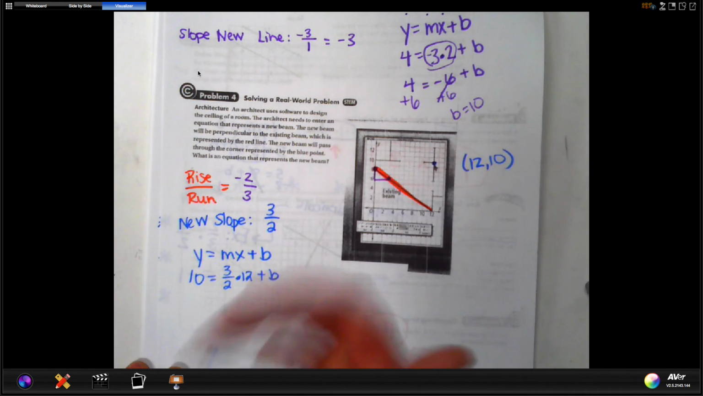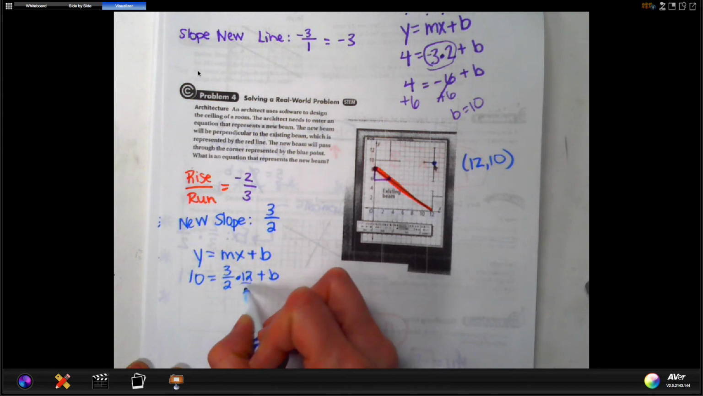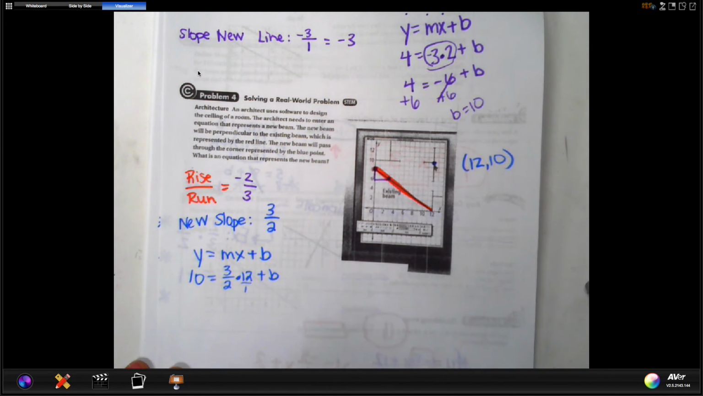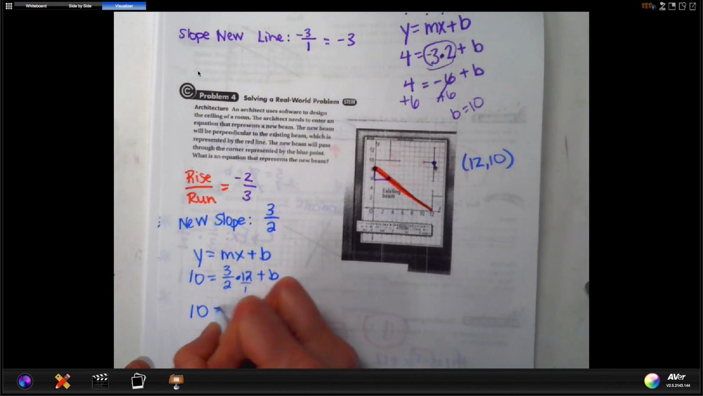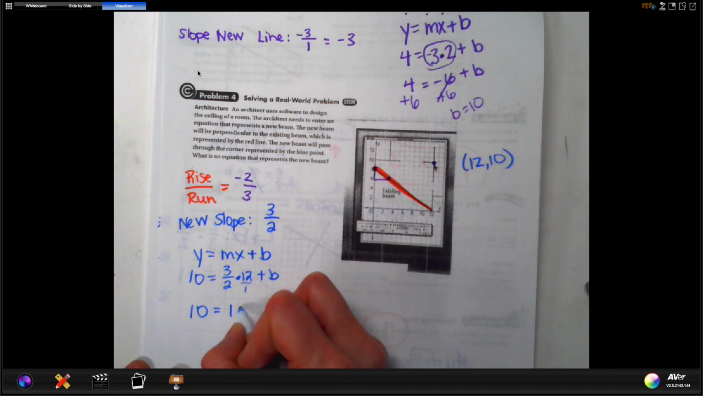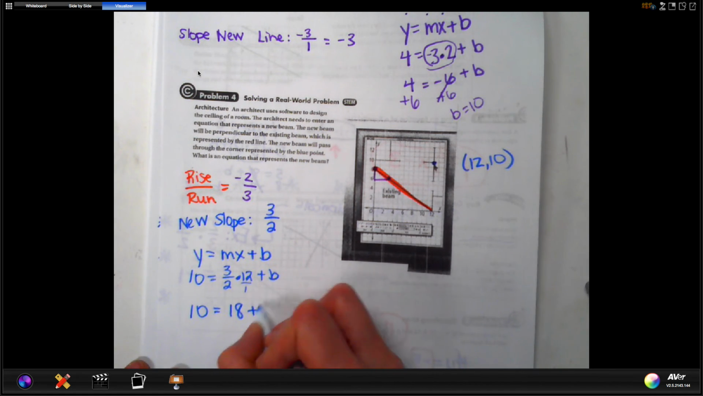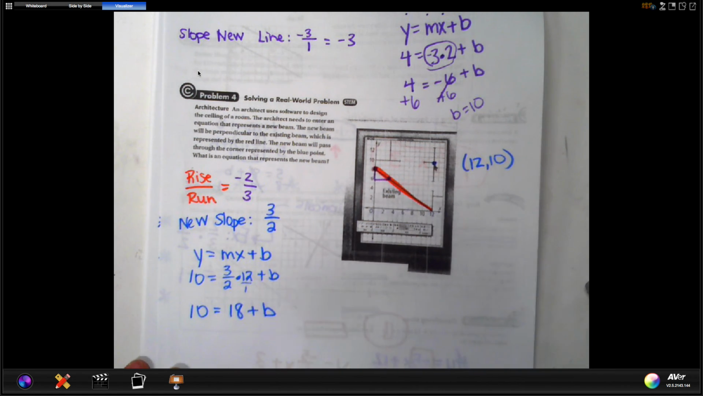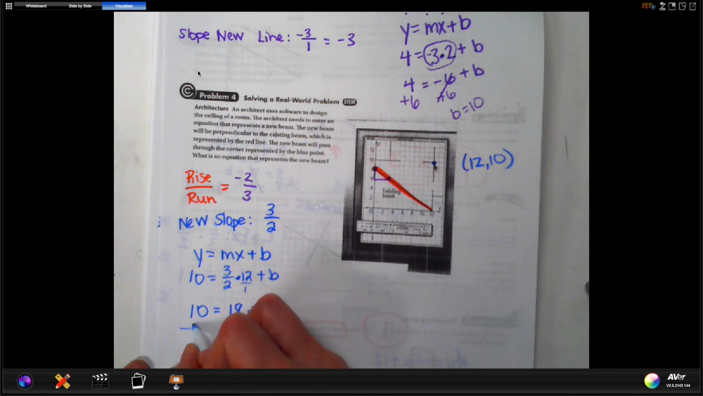Remember to do this in your head and quickly, right? This is really 12/1. So 3 times 12 divided by 2 is 18. 10 equals 18 plus b. All right, you could probably do that in your head. What's the value of b? You could subtract it. -18. -8. b equals -8.